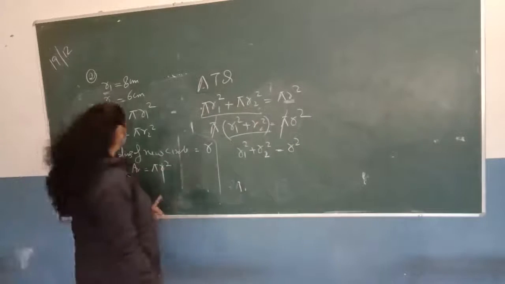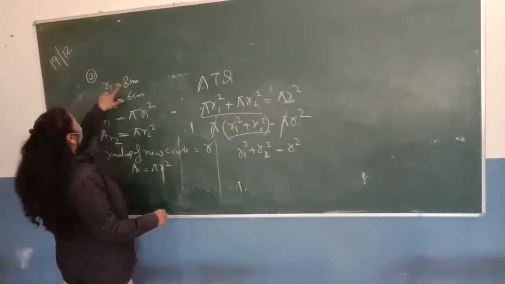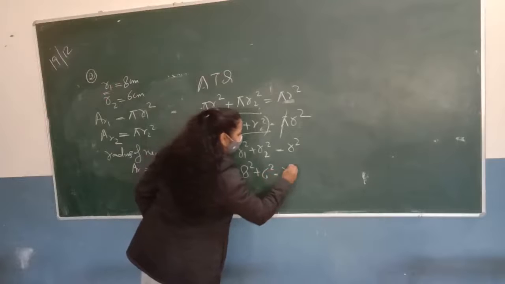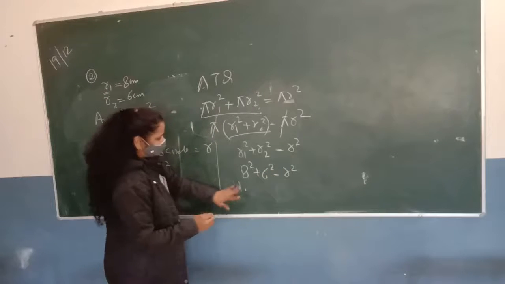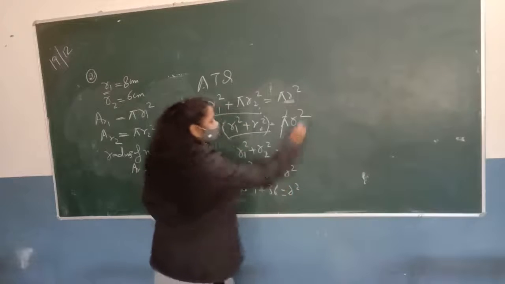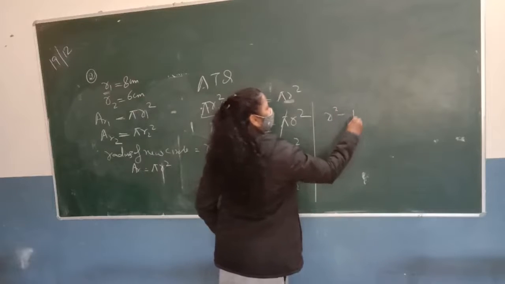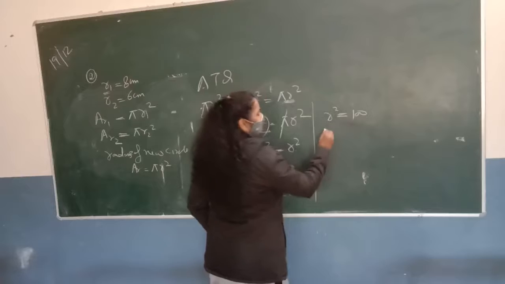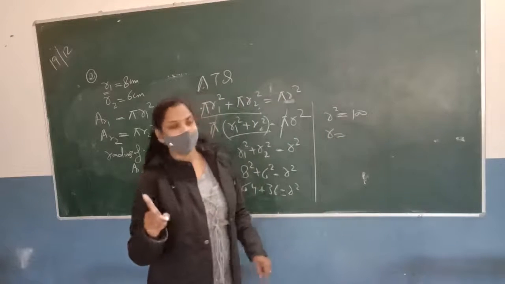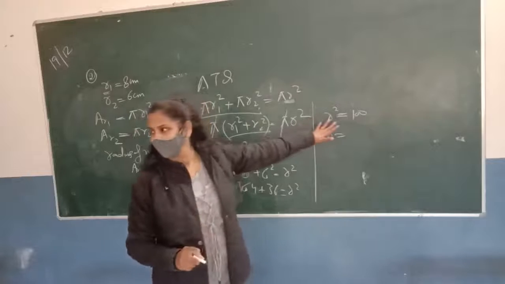Try everything in your notebook now. 8 and 6. So 8 square plus 6 square is equal to R square. It will be 64 plus 36 is equal to R square. So R square is equal to 100. And what should be the value of R? 10.